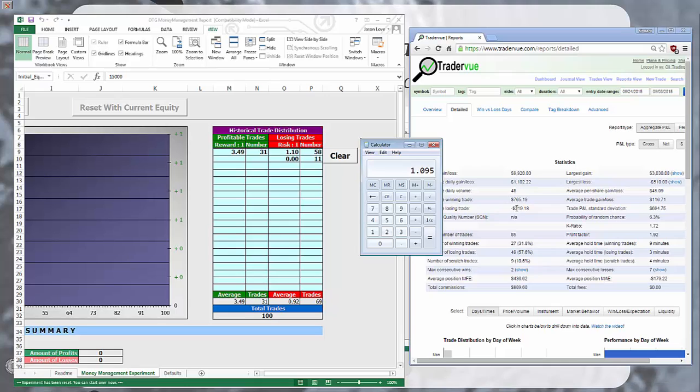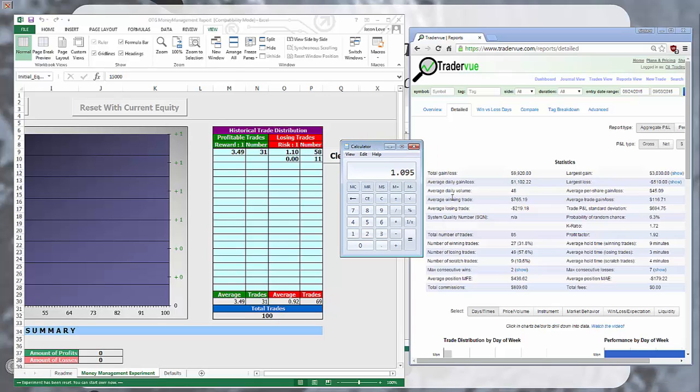You can see that my average winning trade here was $765, right? $765 was my average winning trade. 765 divided by the average losing trade, which was $219, means that I was winning 3.49 times what I was losing, right? So you look back up here and you see my risk reward number is 3.49. And I was winning at a rate of 31.8%, so I brought it down to 31, right? I rounded down on this one.